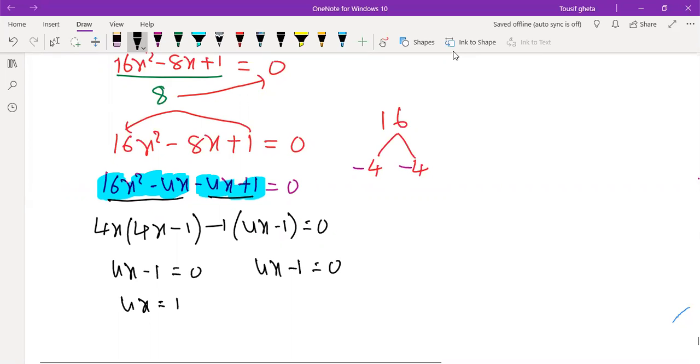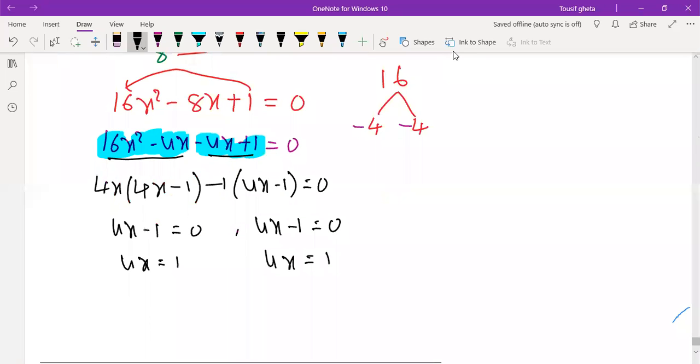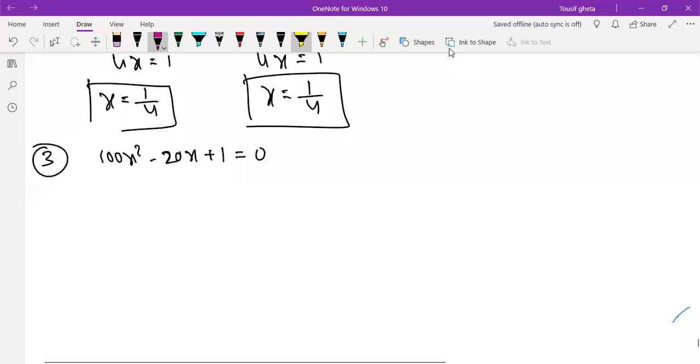And the final answer is what? 1 by 4. Correct, Manoj? x is equal to 1 by 4. That's the answer. Very good, boys and girls. Super. Let's start. So this is the question.